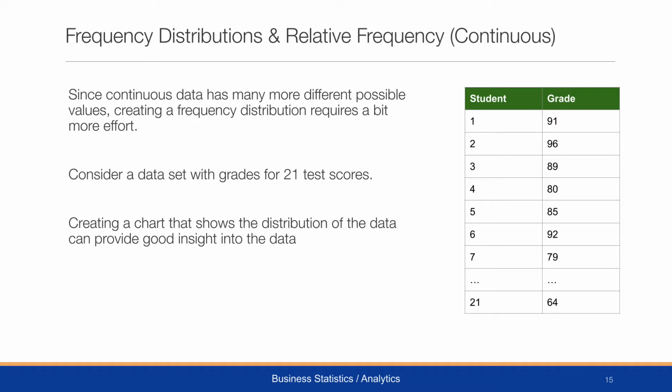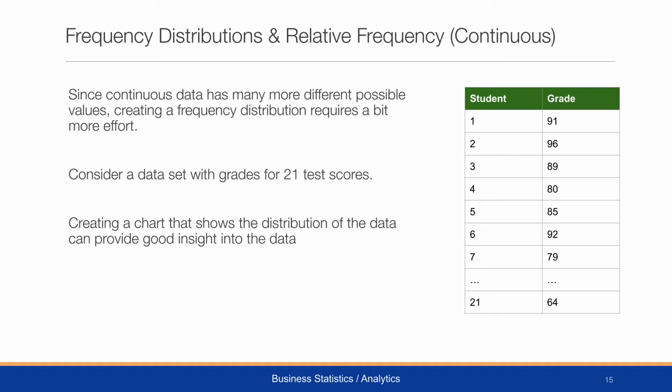Let's look at the concept of frequency and cumulative distributions. Since continuous data has many more different possible values, creating a frequency distribution requires a bit more effort. Remember, with the categories, it was a little simpler because we only had 3 levels. But when we have a continuous variable, I could have 100 or 200 or 300 values, and that's going to be a little bit hard to create this frequency distribution, but we can do it.